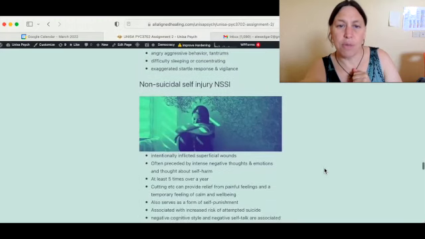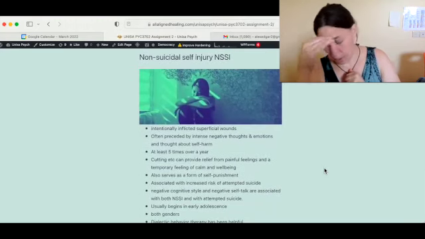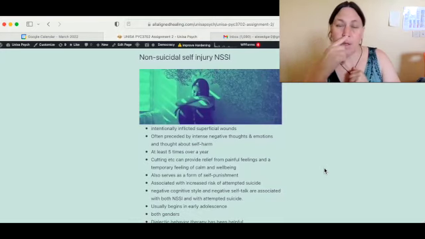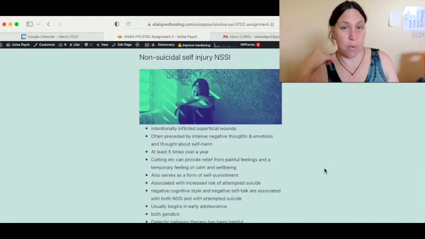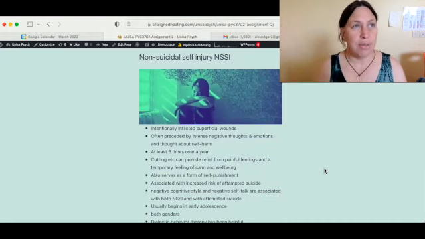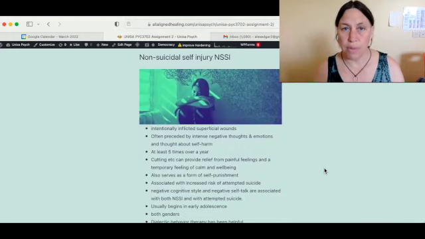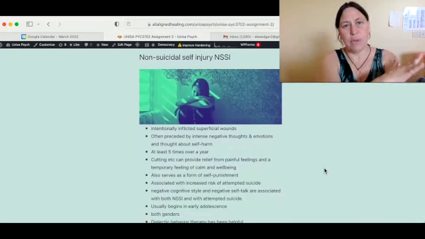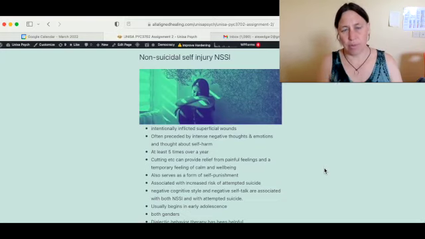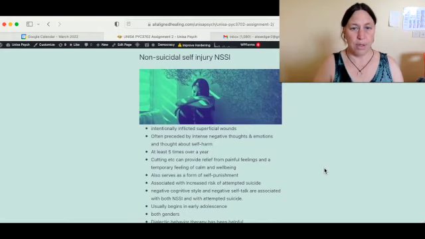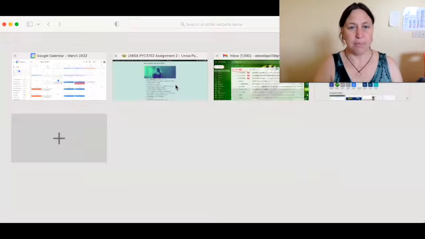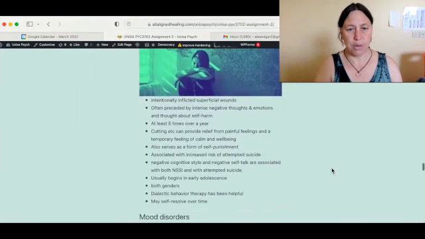Okay, non-suicidal self-injury. A lot of people who are doing this kind of cutting and burning and harming of the self do go on to become suicide risks, so one must be careful. Usually there's an overwhelming urge to injure oneself, and when you do that, you feel instant calm and relief. It relieves stress and pain, and there's an aspect of emotional pain. There's an aspect of self-punishment. It does go with lots of negative cognition and negative self-talk. Usually begins in early adolescence, both genders.